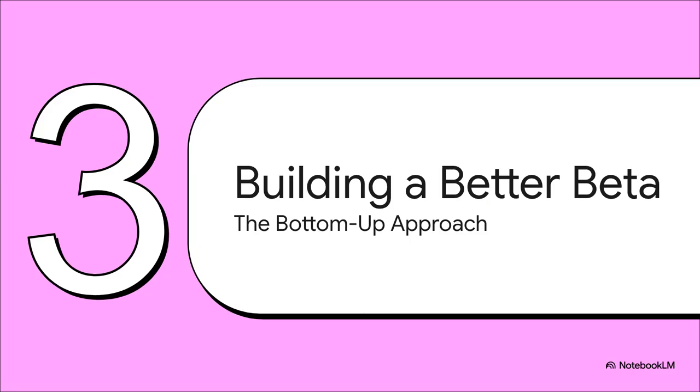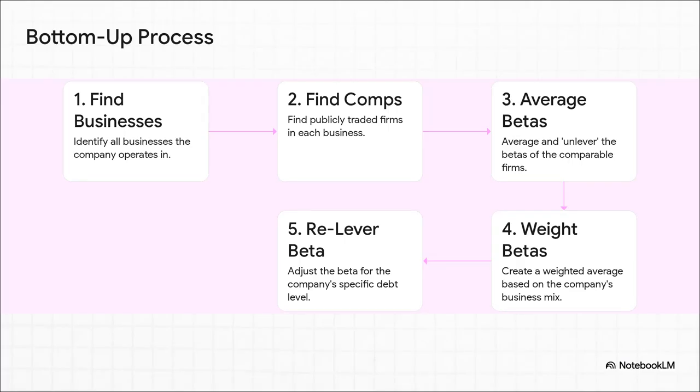So, if risk really comes from these fundamental building blocks, can we actually build a beta from the ground up? Yes, absolutely. And that leads us to a much, much better approach. We call it the bottom-up beta. Here's how it works. First, you totally ignore running a regression on your one company. Instead, you figure out all the different businesses it's in. Then you find hundreds of other publicly traded companies that are in those same businesses. You grab their betas and you average them.